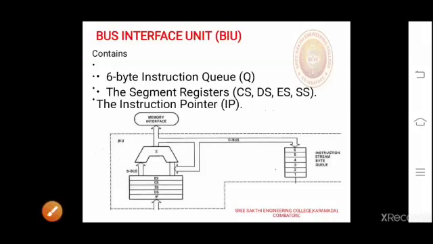The bus interface unit has 3 units: the 6-byte instruction queue, the segment registers, and the instruction pointer. Here the segment registers cover 1 MB of memory. That 1 MB is divided into 4 segments. Each segment has a capacity of 64 KB.